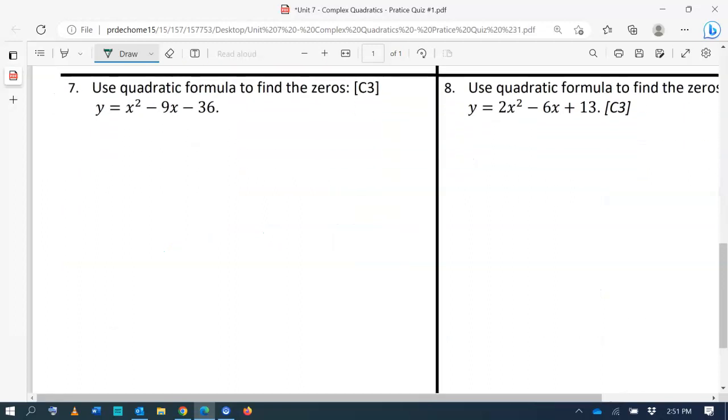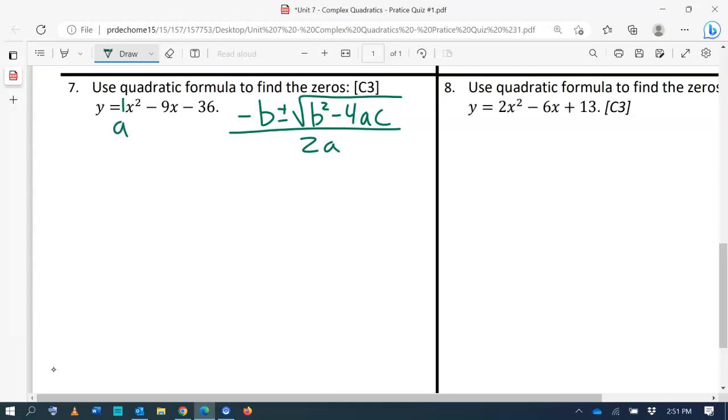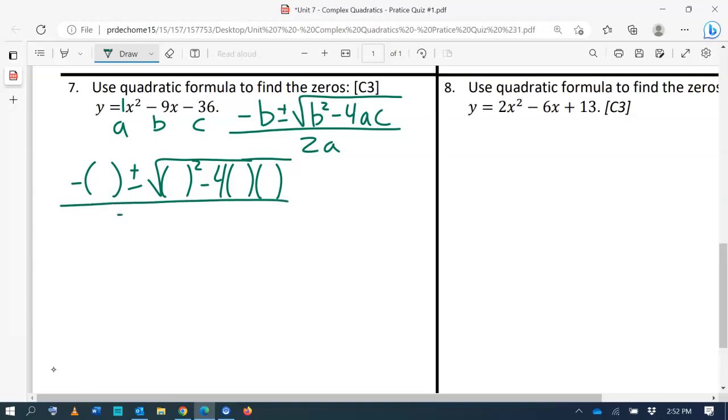Last two is using the quadratic formula. So we have negative b plus minus the square root of b squared minus 4ac all over 2a. These are actually already in order. We don't have to rewrite them. So we have a, b, and c. So I'll do my quadratic formula without my letters. All over 2 times a. Oops, 2 times parentheses. Okay.